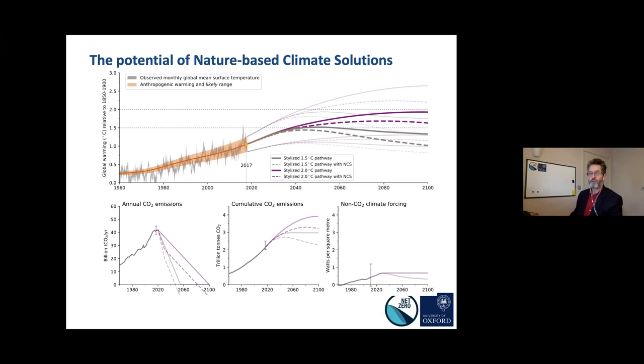If we look at even the most optimistic estimates of what nature-based climate solutions could deliver by mid-century, so this is back to that diagram I was showing you earlier, but now with additional carbon removal through nature-based climate solutions in the dashed line, and I stress this is the absolutely most optimistic imaginable estimate, you can see we're seeing a change of about a tenth of a degree warming by mid-century under a 1.5 degree pathway, perhaps a couple of tenths of a degree, three tenths of a degree by the end of the century under a 2 degree pathway. So that puts the contribution of nature-based climate solutions into context. They might shave a tenth of a degree off a 1.5 degree pathway. They're not themselves going to solve the problem.